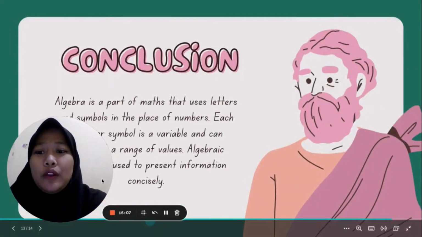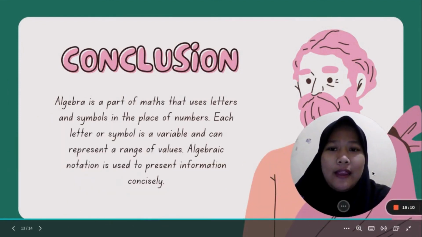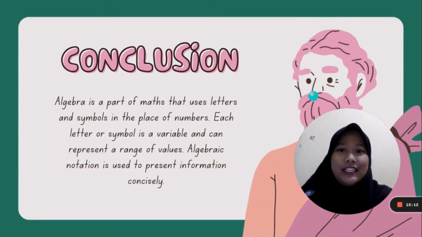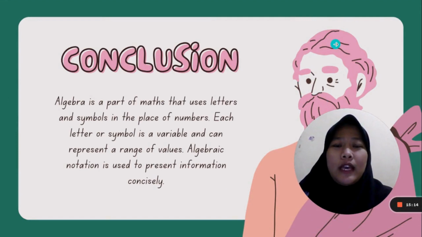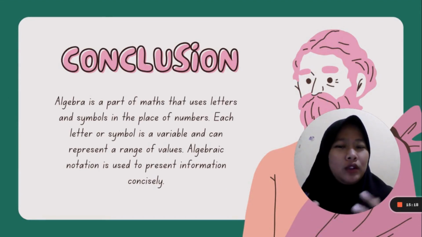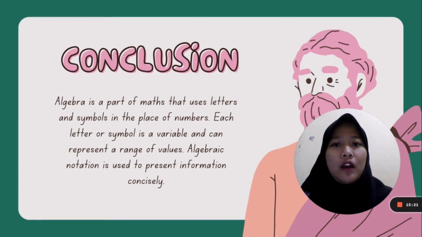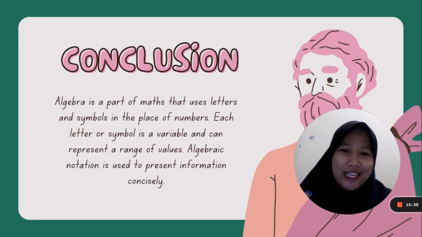Alright, so to close our lesson today, let's see the conclusion in here. Algebra is actually just a part of math, but this topic is so special and important because we don't just use numbers in the lesson. We use letters and usually some symbols to represent the unknown numbers. And algebraic notation is used to present information concisely even though we don't know the exact numbers.